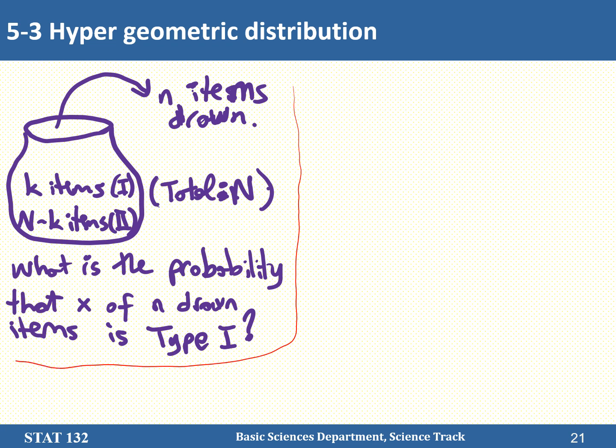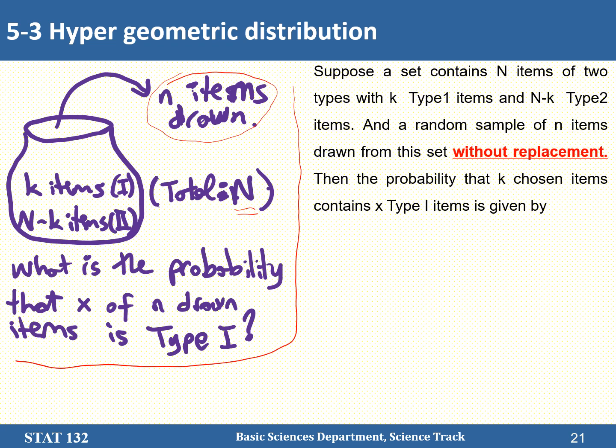So assume in a bag you have k items of type 1 and N minus k items of type 2. So there are two types of items in a bag. In total you have big N items, and you draw little n items. The question is, what's the probability that little x of the n drawn items are type 1? We will try to find this probability, and the number of type 1 items out of the n drawn items is the hypergeometric distribution random variable.